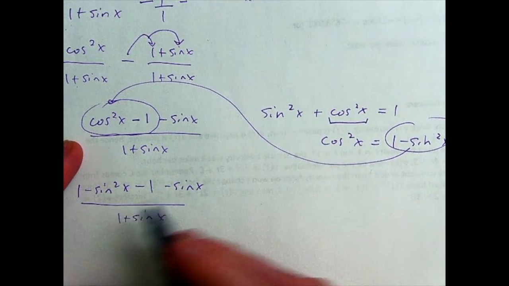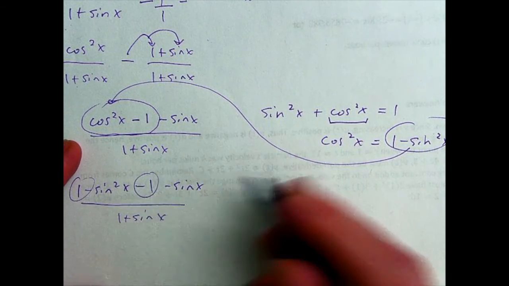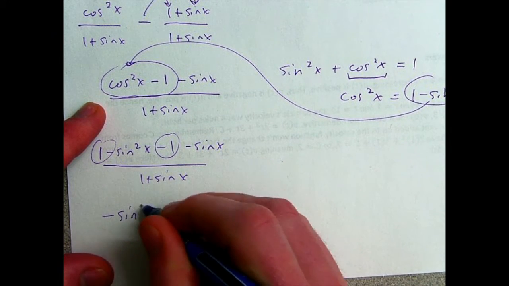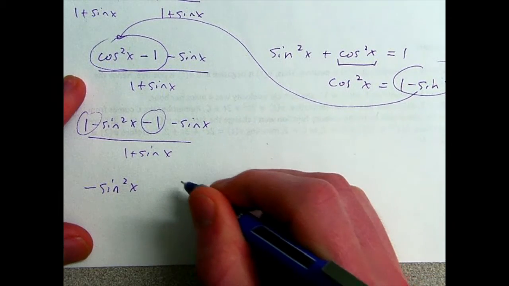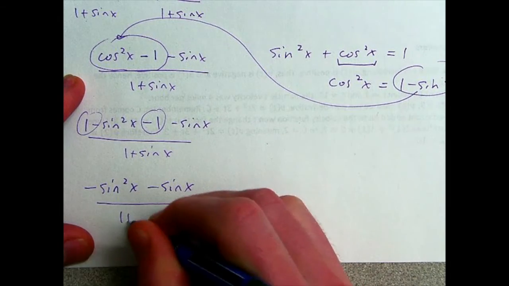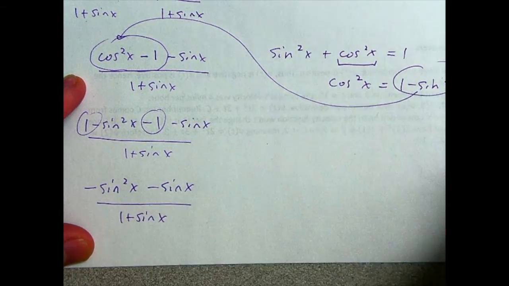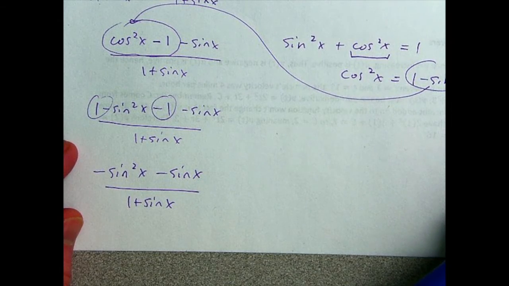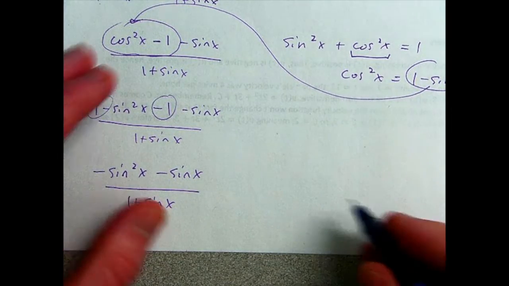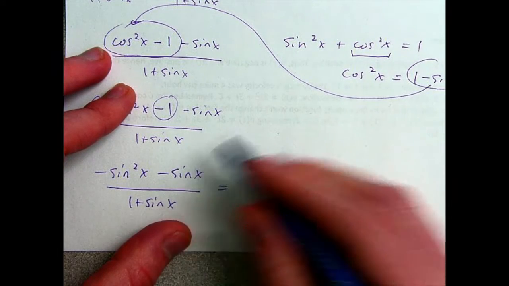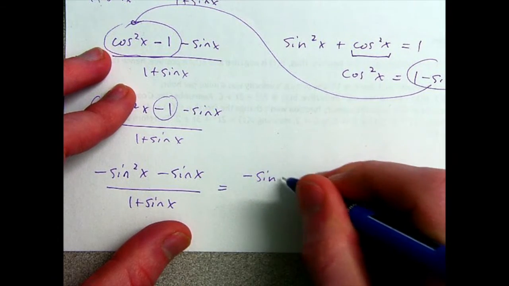And the reason that's sort of interesting is that the 1's disappear. So that just gives me negative sine squared x minus sine x over 1 plus sine x. And you might sort of be looking at this and wondering, boy, what could you do? Well, there's actually a common factor in the numerator of sine. Actually, maybe we should pull out negative sine. That might make things sort of even nicer.